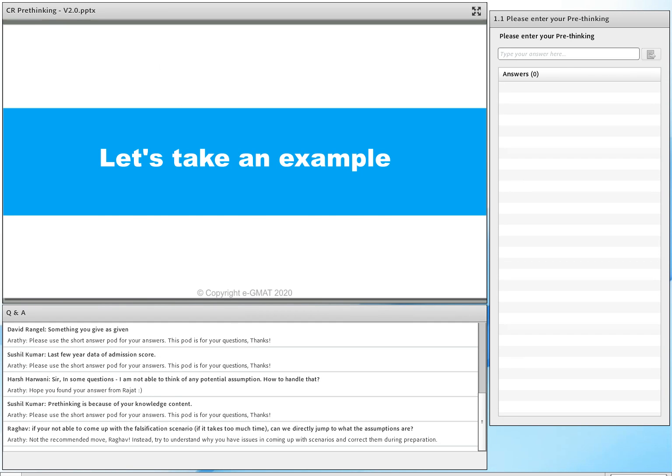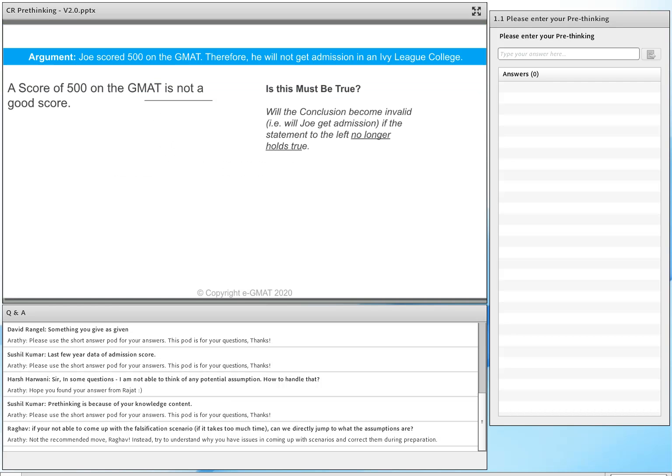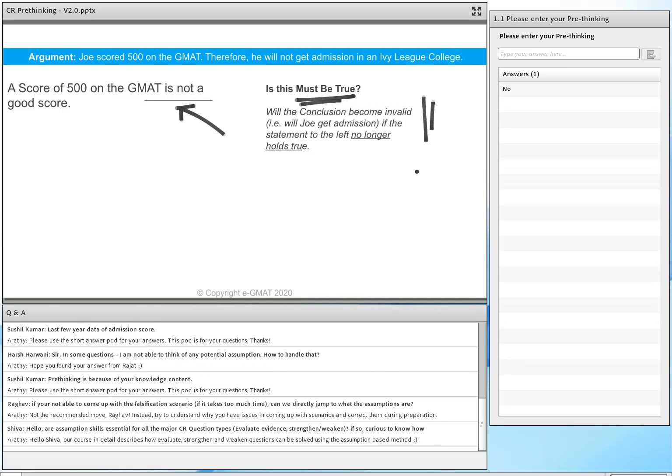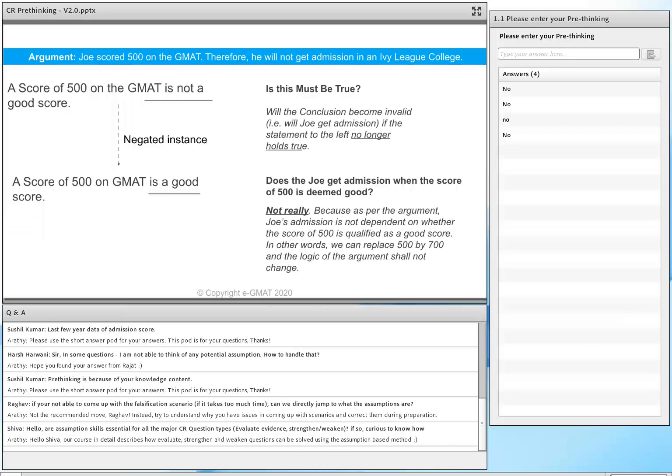Okay, so let's see that over here. Let's take an example. Here's an answer choice that we're going to evaluate: a score of 500 on the GMAT is not a good score. And you have to ask, is this a correct answer choice? So we go through the same process. We ask, must this be true? Will the conclusion become invalid if this statement no longer holds true? So let's take the negated instance. When you negate this, a score of 500 on the GMAT now becomes a good score. And then you ask, does my conclusion break down? Will Joe get admission? And the answer is not really.